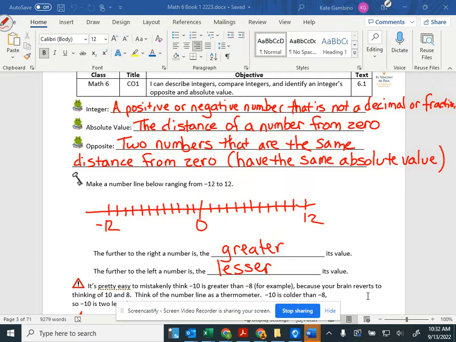Your binder? Real quick, you should have had that already.